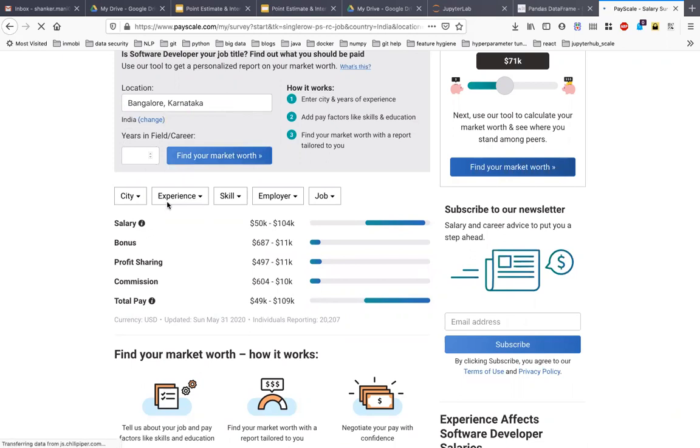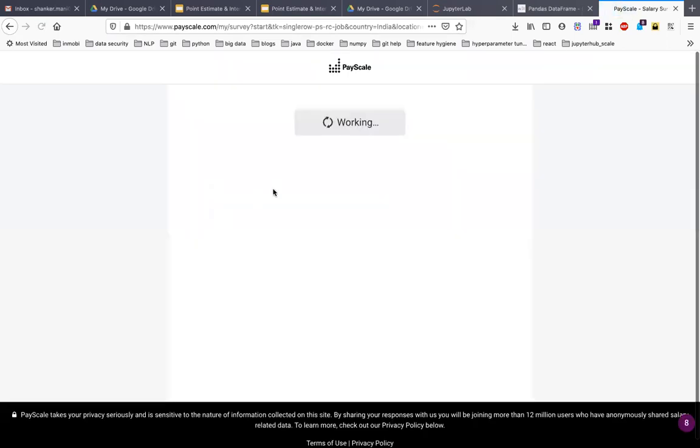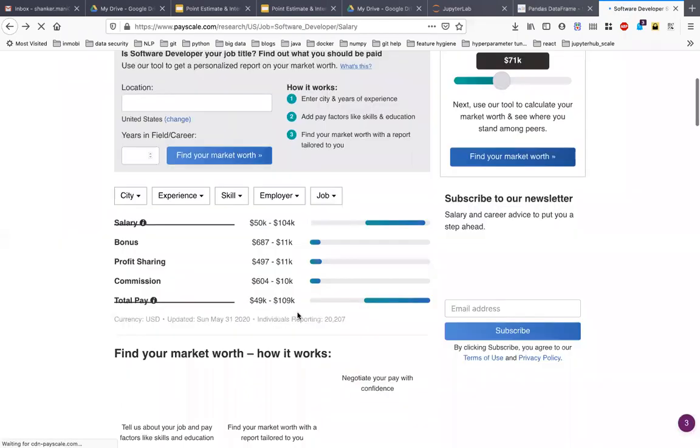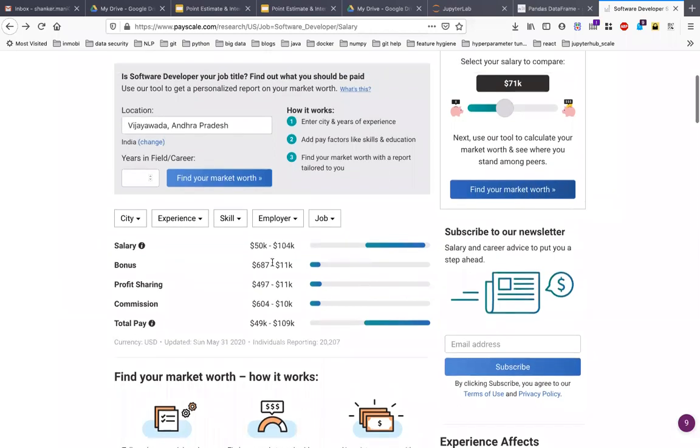Now, if you see here, they came up with a very long interval. Can you guys tell me why? Can anyone tell me why this interval is so long? Like the salary is 50,000 to 104. Let's take yours only. You cannot mention experience or something.